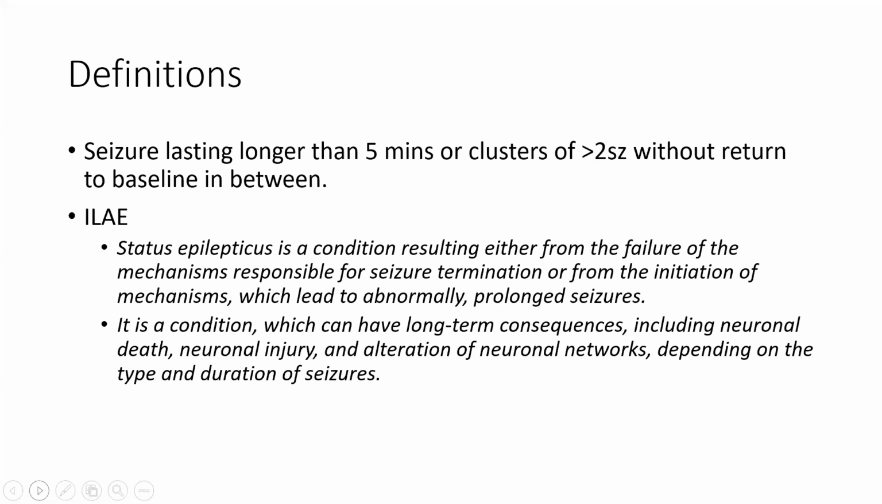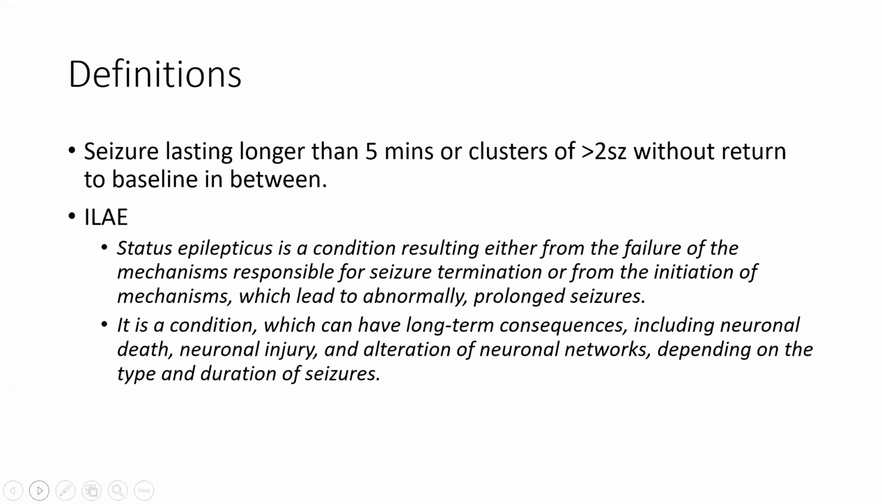The International League Against Epilepsy describes status epilepticus as a condition that results either from the failure of the mechanisms responsible for seizure termination, and therefore the seizure continues for longer than usual, or from the initiation of mechanisms which lead to abnormally prolonged seizures. And basically, it's a condition that has long-term consequences. What happens is you have neuronal death, neuronal injury, and alterations of neuronal networks. And this definitely depends on the type and the duration of seizures.